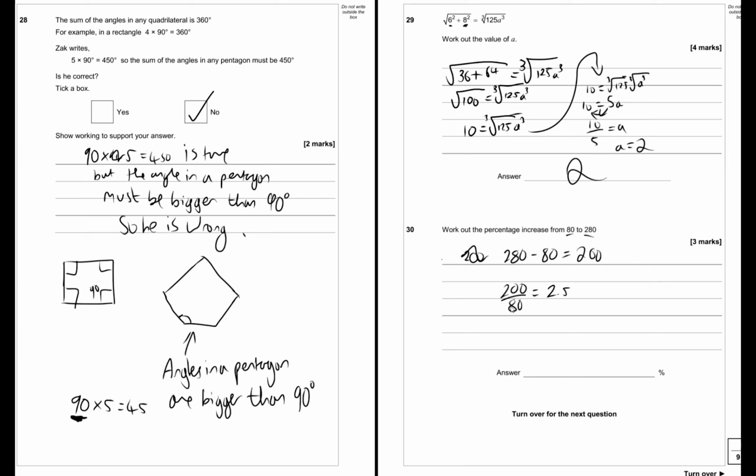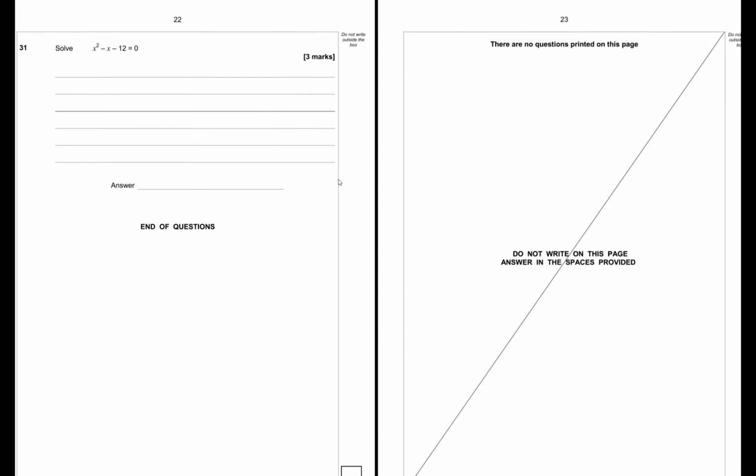And this is not a percentage increase here. This is a multiplication increase. So now we need to times 2.5 by 100, which is going to give us 250%, which is our answer. Okay, question 31, last question.